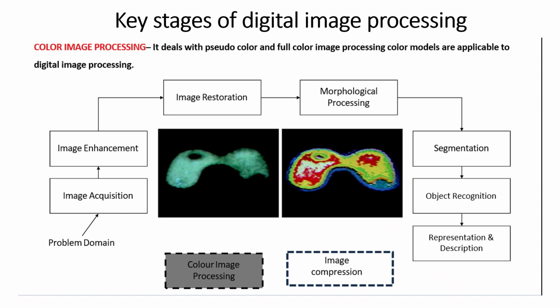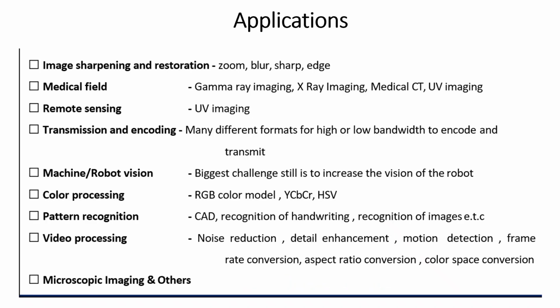Then comes color image processing. It deals with pseudo color and full color image processing. Color models are applicable to digital image processing. Some of the color models are RGB, HSI, YUV, and so on. Color image processing is also an optional one. When we want, we can work directly with the original color components. Otherwise, we can convert to grayscale and perform the further processing.